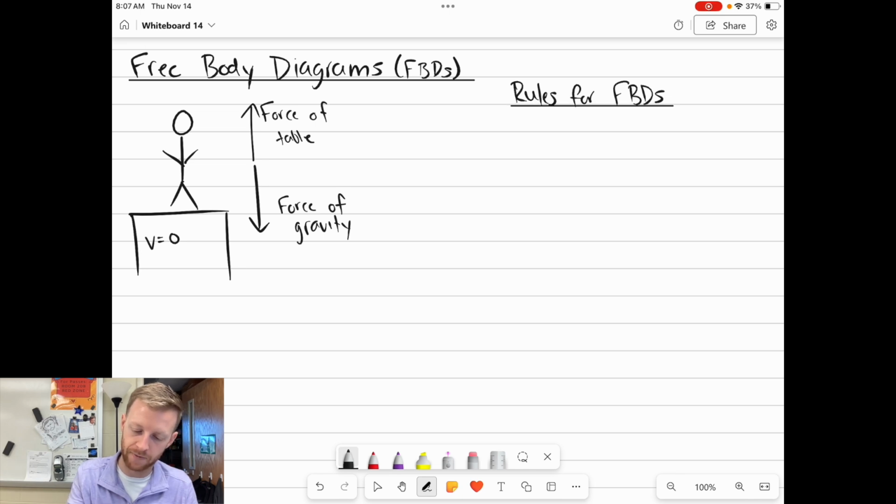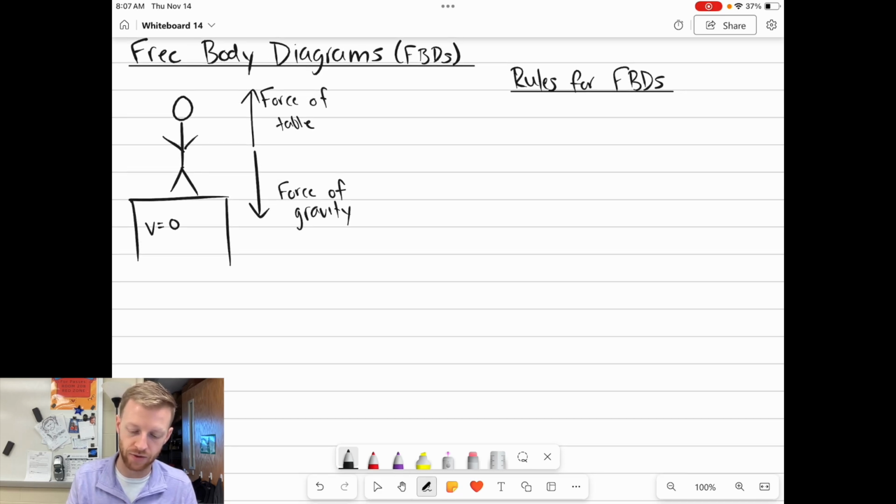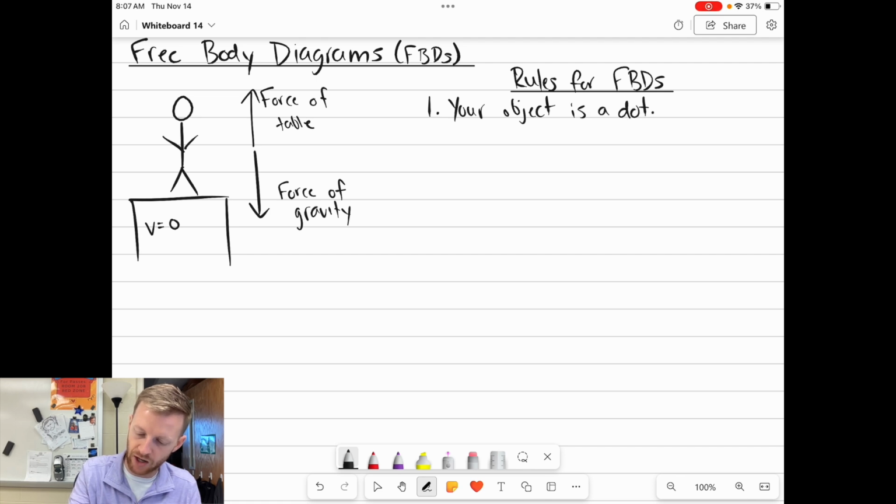Coupled with that, we're going to draw the free body diagram below it. That way we have a way to see this get put into action. So, rule number 1. Your object is a dot. Your object's a dot now.